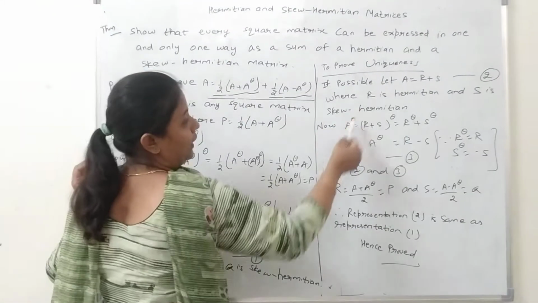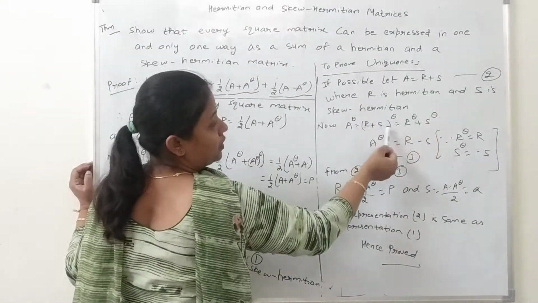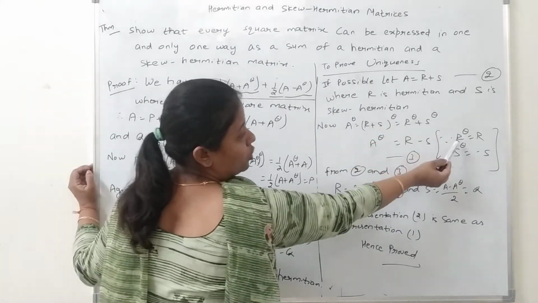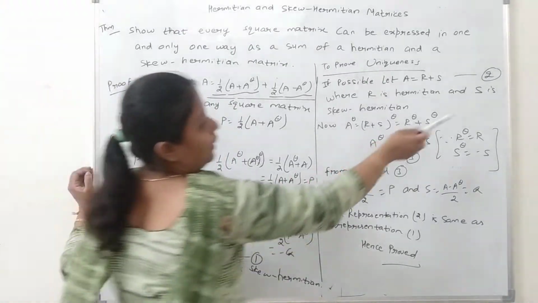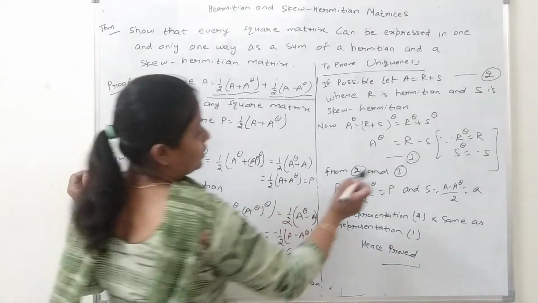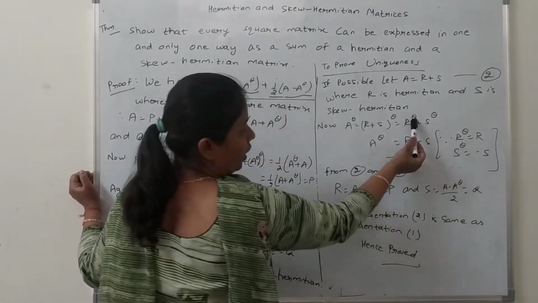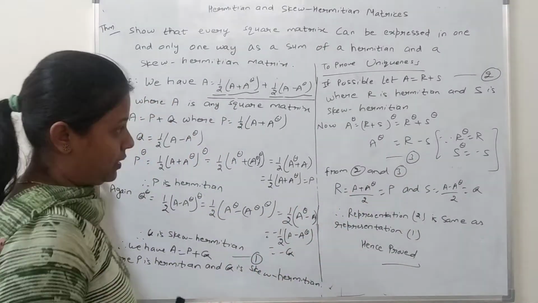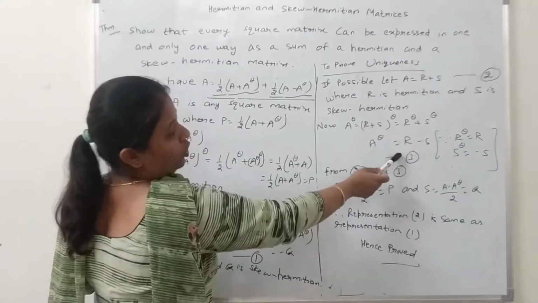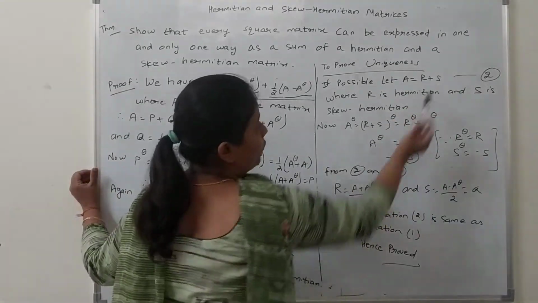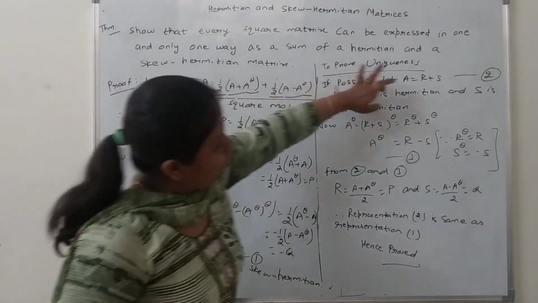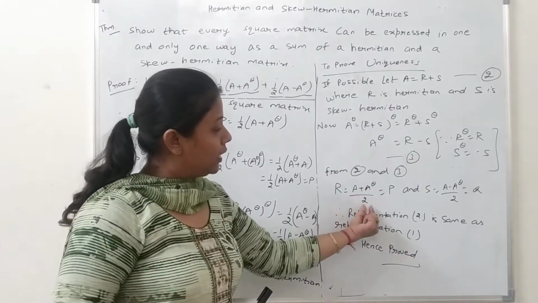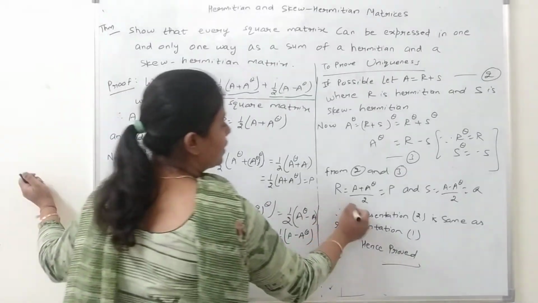Now we take A theta. It becomes (R plus S) theta, which is R theta plus S theta. But R is Hermitian, so R theta equals R, and S is skew Hermitian, so S theta equals minus S. So A theta is R minus S. Call this equation 3, and the earlier one equation 2. When we add 2 and 3, S will be cancelled out. So R is (A plus A theta) by 2. Now, this is P.